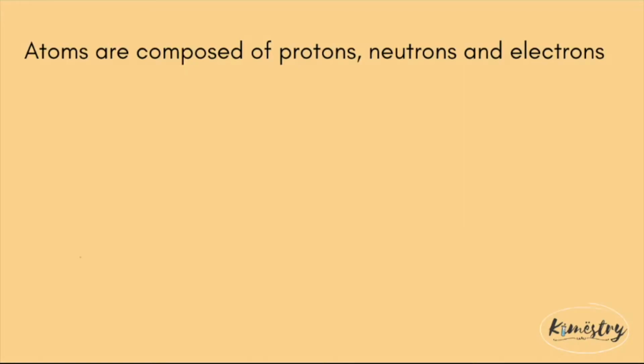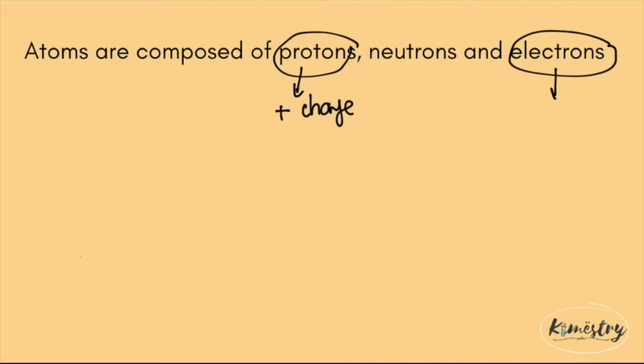Atoms are composed of protons, neutrons, and electrons. Basically, protons and electrons both have similar masses and both of them have electrical charges. The charge for a proton is positive and the charge for an electron is negative, whereas a neutron is neutral. It doesn't have a charge.